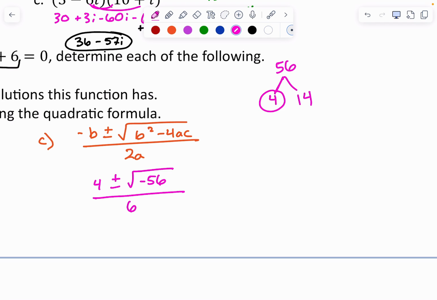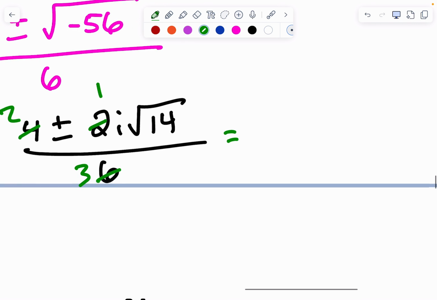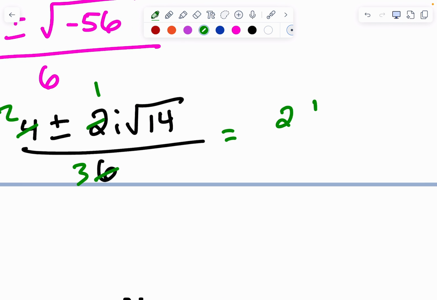Can't you break it? The square root of 4 is 2. The square root of 14 is the square root of 14, right? Okay, so this is 4 plus or minus 2 square roots of 14, but we're missing the i. If you want to put the i there, I don't care where you put the i. Then we divide all 3 of those pieces by 2, so it will be 2 plus or minus i square root of 14 all over 3.